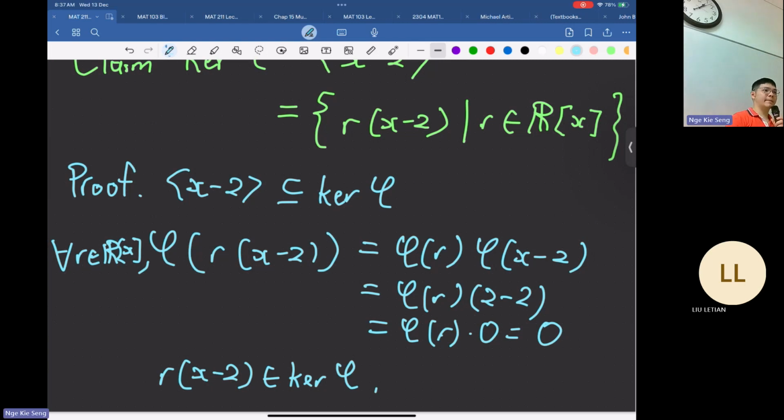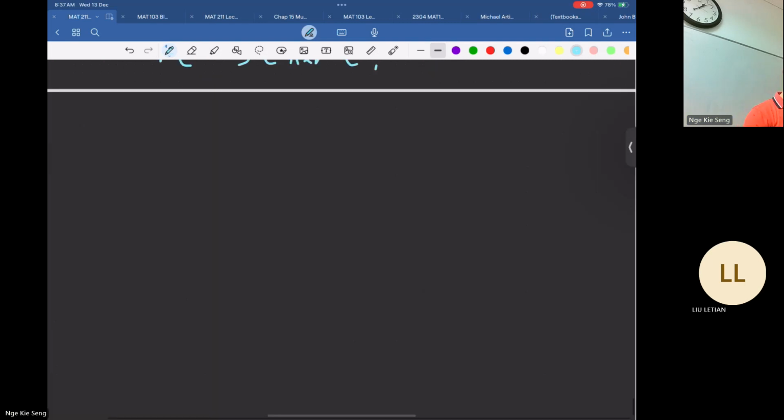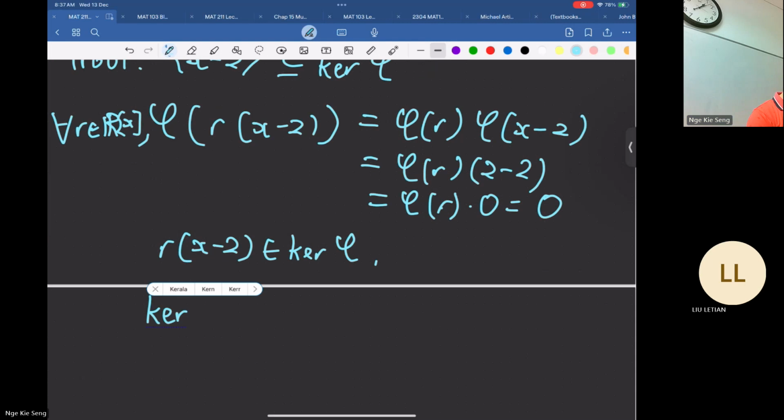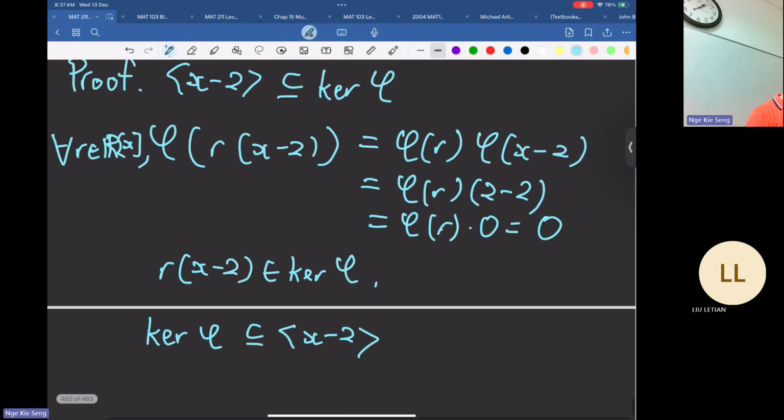Yes. Okay. But how about the other direction? Okay, how to show the other direction? You take any element in the kernel of phi. You want to show that it is in the principal ideal of X minus 2. Okay. How to show this?